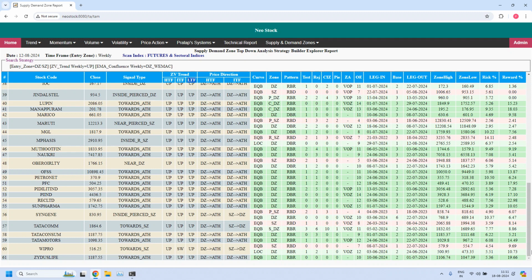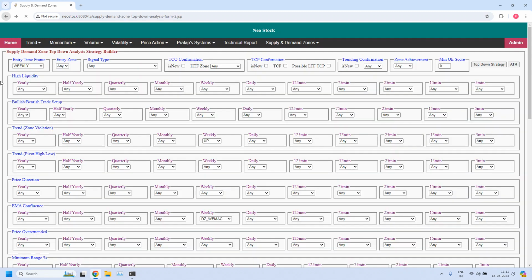Maybe if you have your favorite stocks, you can focus on them. But if you want to further reduce, let us check even swing high-low trend is also uptrend. If both zone violation trend and swing high-low trend are uptrend, that is a strong indication. So that is the reason why now I am adding one more filter, that is pivot high-low trend. That is swing high-low trend.